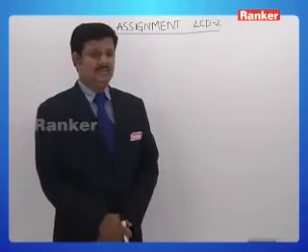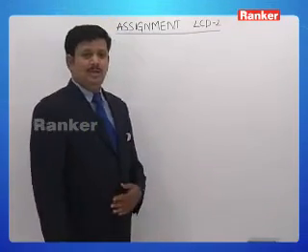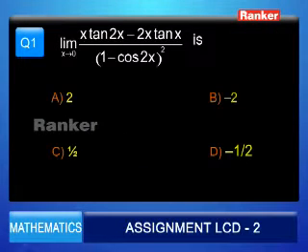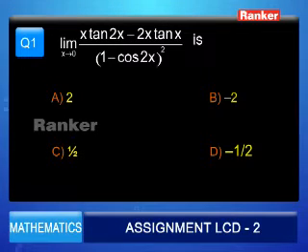This session, let's discuss assignment LCD 2. You can look at the first question. Limit x tending to 0, (x tan 2x minus 2x tan x) divided by (1 minus cos 2x) whole square.